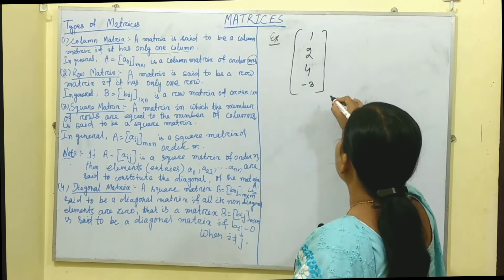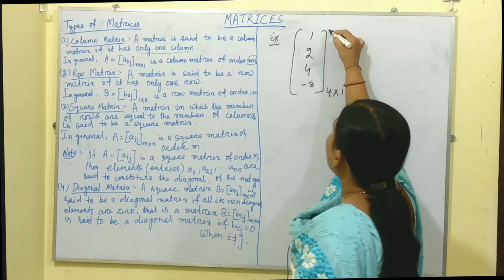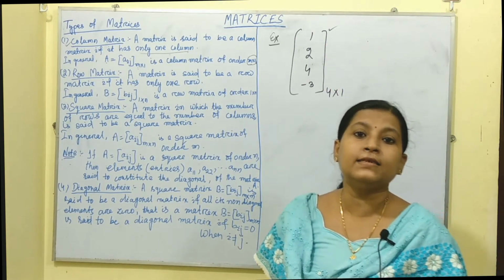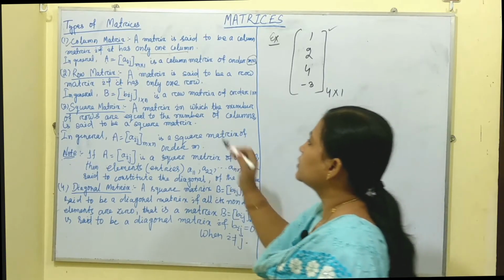The order of this matrix is number of rows here 4 and column 1. So order of this matrix is 4 by 1 and it is also called column matrix.